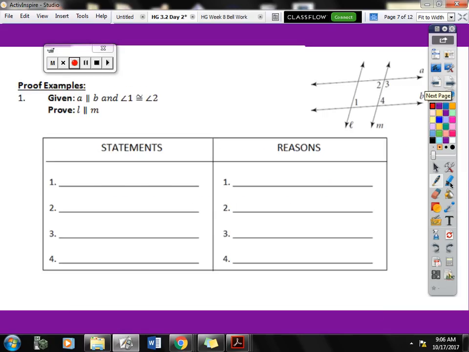Alright, so example 1, the given statement says that A is parallel to B. So I am going to highlight A, and I'm going to highlight B. We don't know L and M are parallel, therefore you cannot use any of the special types of angles with L and M yet. We also want to copy down our given on line 1, of course. They give us 2 pieces and also tell us that angle 1 and 2 are congruent. So you probably want to mark that in your picture.